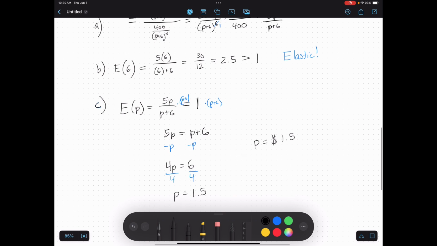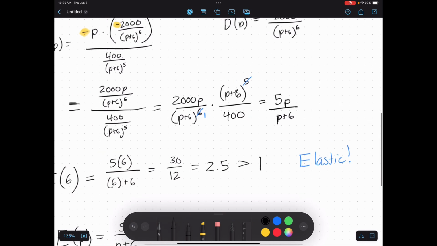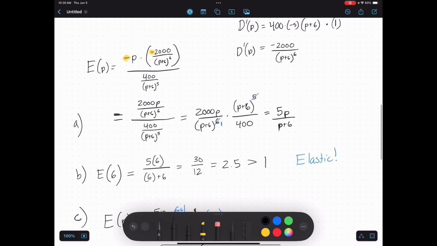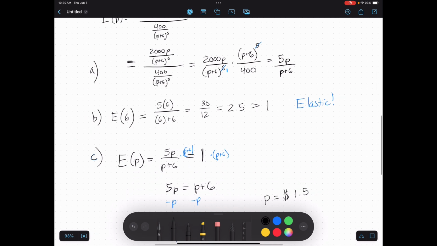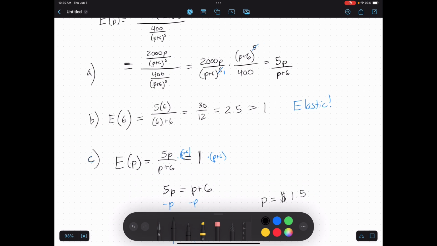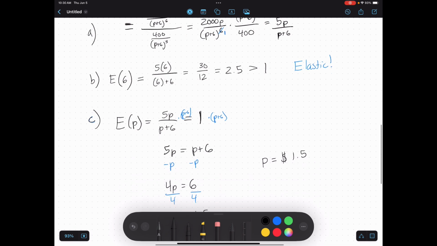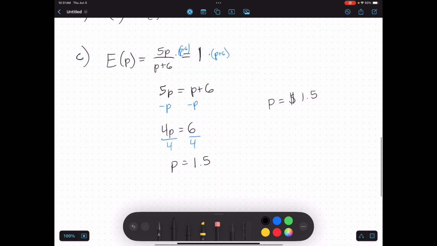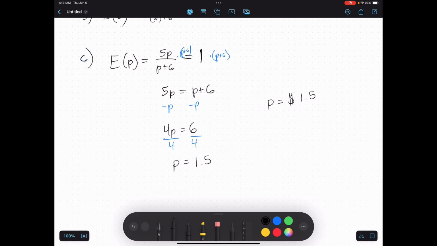And that's all there is to it. It's those 3 steps. First, finding my elasticity equation for my specific demand equation. Next, plugging in a value and determining whether it's elastic or inelastic. And then solving for where I have unit elasticity.